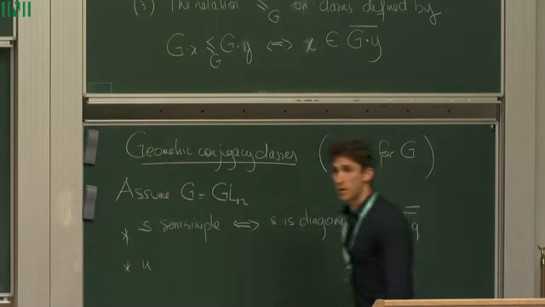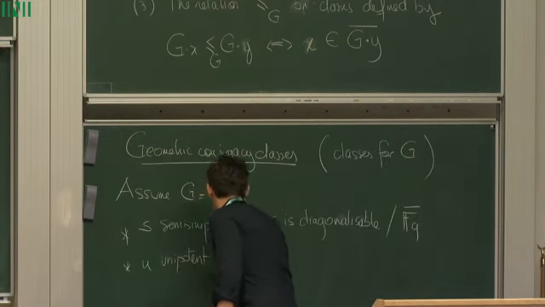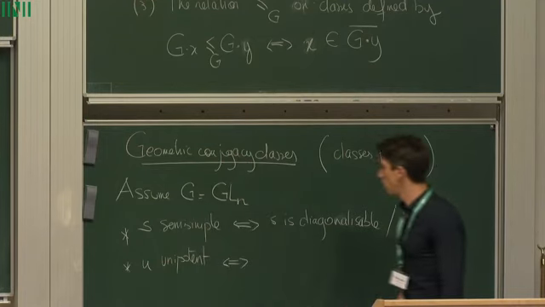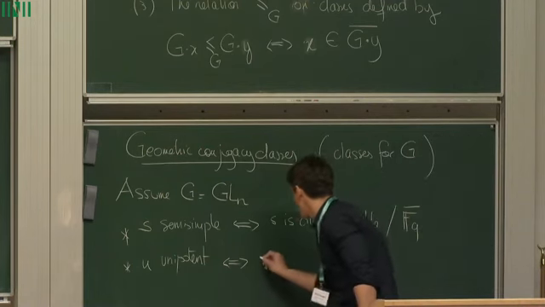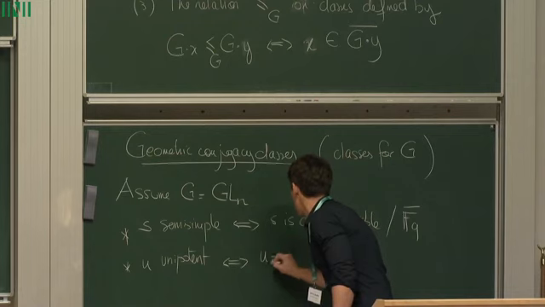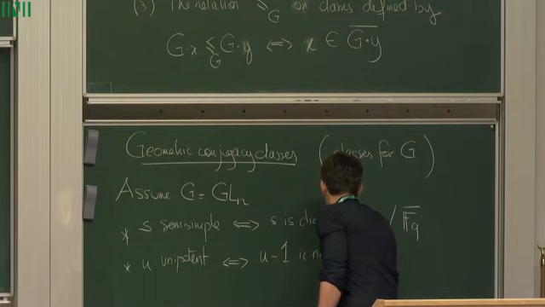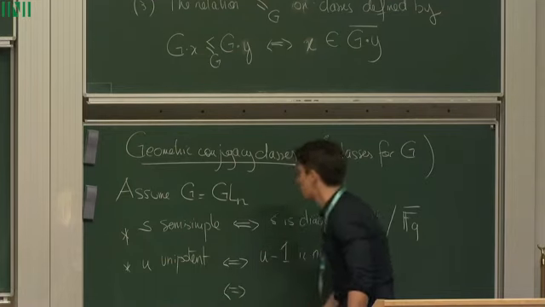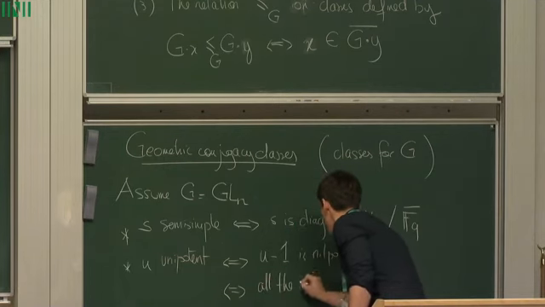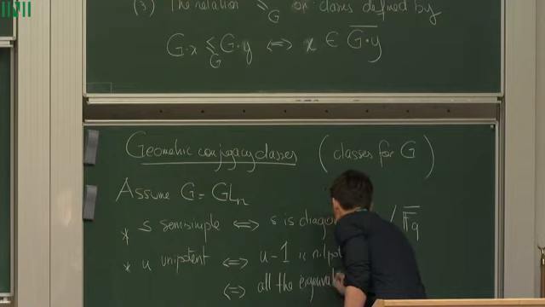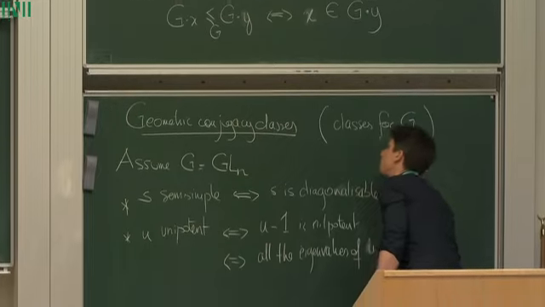And the second kind of elements are the unipotent elements. So it's a group-like version of the nilpotent matrices or nilpotent elements. So u is unipotent if u minus the identity, u minus 1, is nilpotent. Okay, so it's the same as requiring that all the eigenvalues of u are equal to 1.